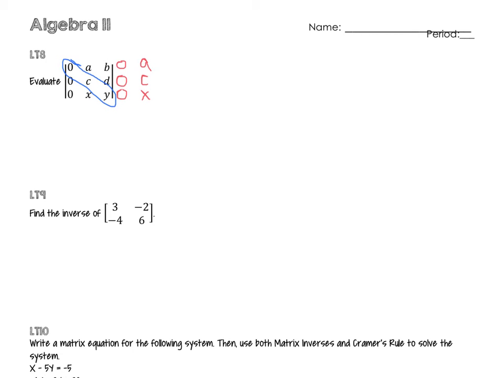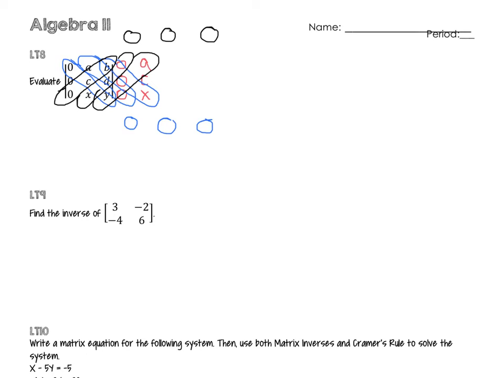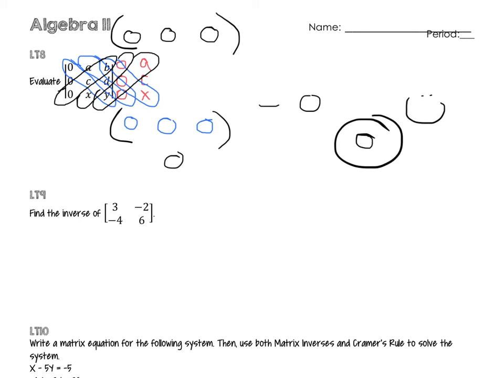0 times C times Y is 0. A times D times 0 is 0. B times 0 times X is 0. You catching on as to what's happening? You can still treat it exactly the same. 0 times C times B is 0. X times D times 0 is 0, and Y times 0 times A is 0. If we do our downward diagonal of 0 minus our upward diagonal of 0, 0 minus 0 is 0.